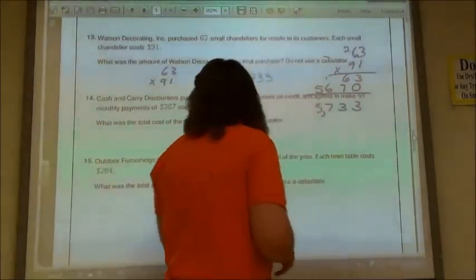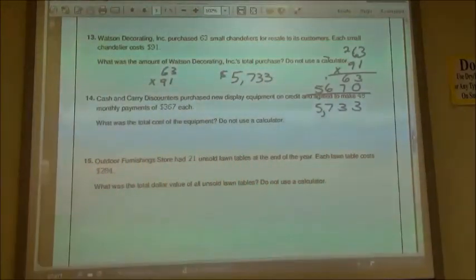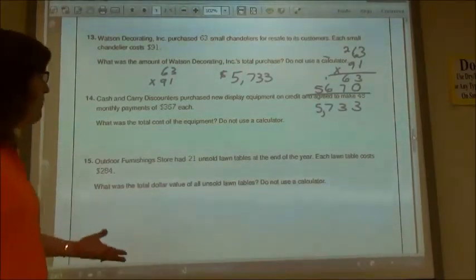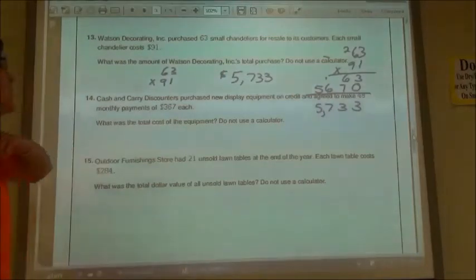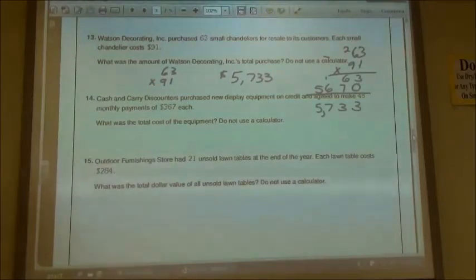Number 14, same kind of thing. Cash and carry discounters purchased new display equipment on credit and agreed to make 48 monthly payments. So every month for 48 months we're going to pay $367 each month. What was the total cost? Again, it doesn't want you to use a calculator.